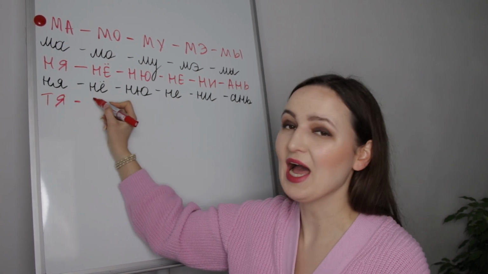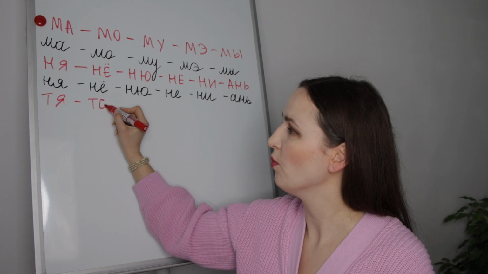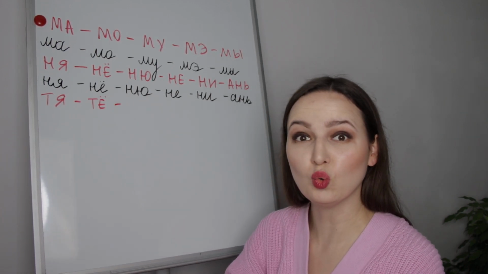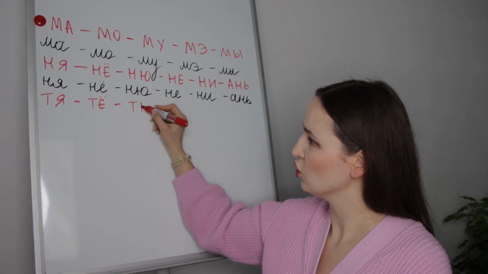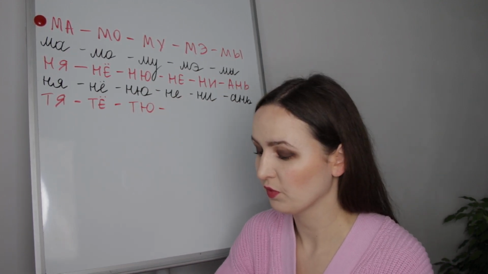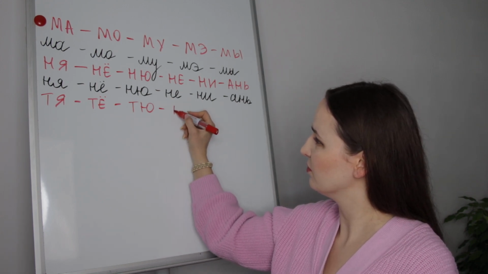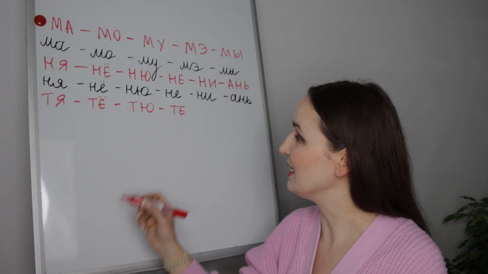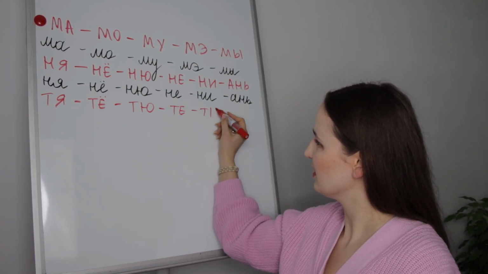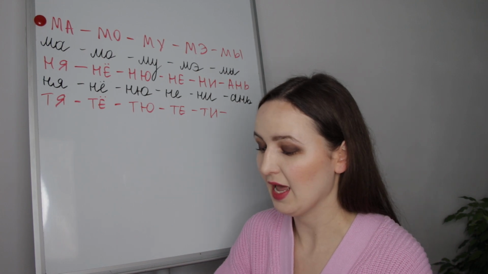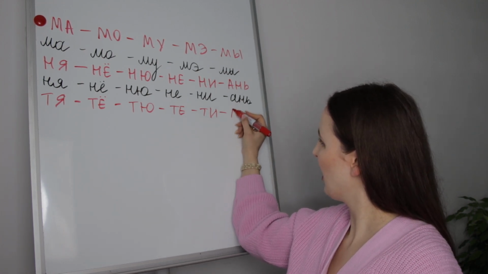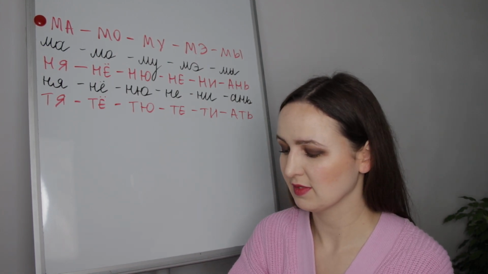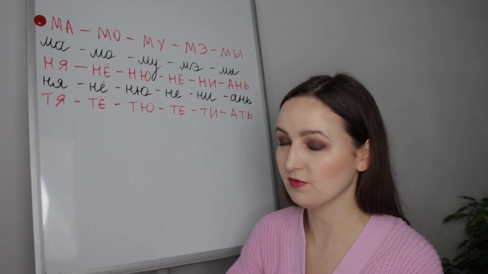Тя, тё, тю, те, ти, and ать. Now let's write them in cursive.